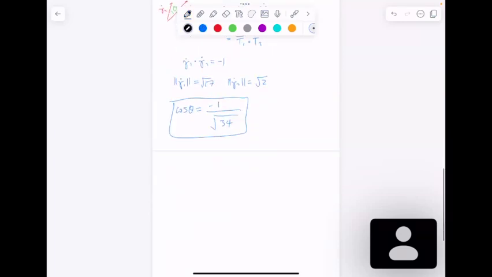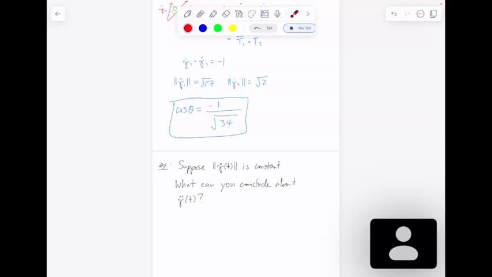So here's a question, a separate example now, perhaps a more conceptual one. Suppose your speed is constant, that is, the magnitude of gamma dot of t is constant. What can you conclude about the acceleration? In one variable, if your speed is constant, you just have a constant, and you differentiate a constant to get acceleration, which is 0, so you have 0 acceleration.